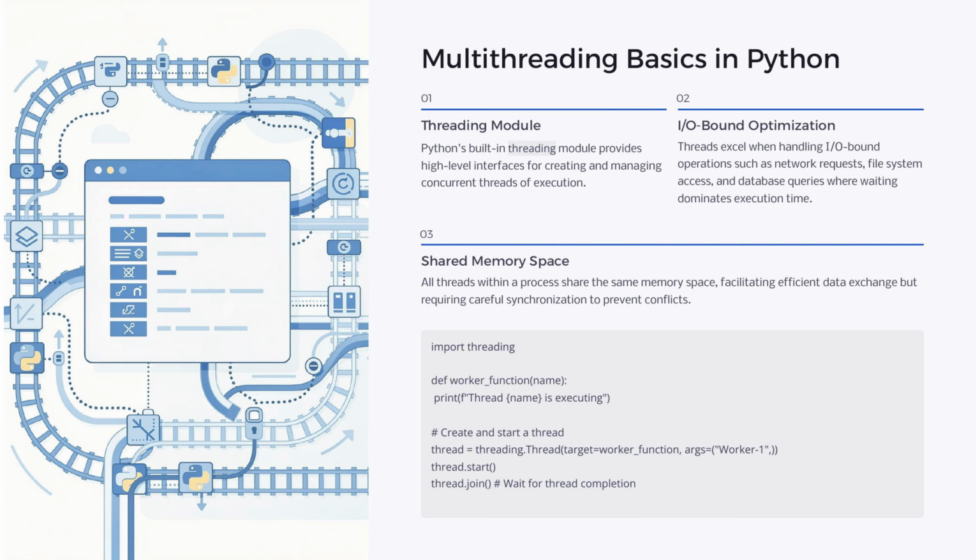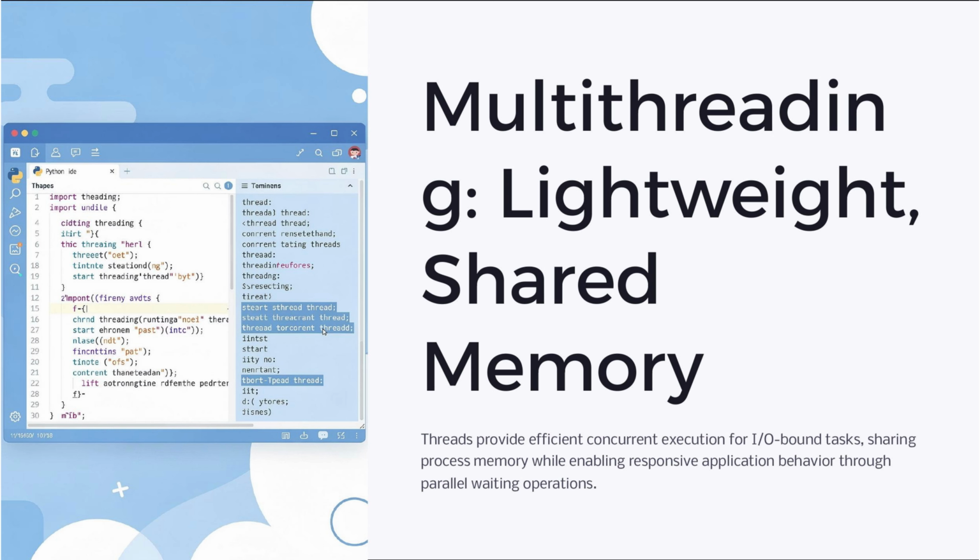Python's threading module offers high-level interfaces for concurrent thread management, ideal for input/output-bound tasks like network requests. Threads share memory space, enabling efficient data exchange but necessitating synchronization to avoid conflicts. Example: a thread executing a worker function, demonstrating thread creation and management using threading.Thread. Threads offer lightweight, concurrent execution ideal for I/O-bound tasks, sharing the same process memory.